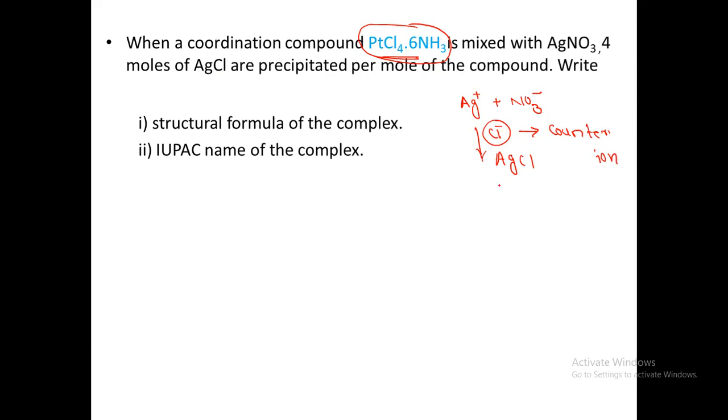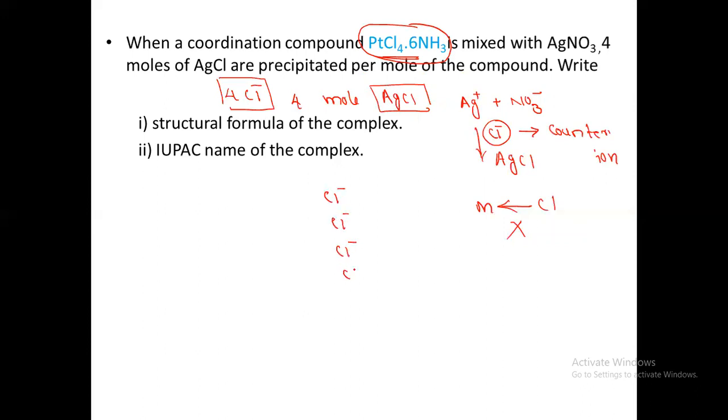If it is present as a ligand, that metal-ligand bond is a coordinate bond. It will not split in solution, so you won't get Cl−. You will get Cl− only if it is not connected to the metal through a coordinate bond, so it has to be a counter ion. How many AgCl are precipitated? 4 moles of AgCl. If you want 4 moles of AgCl, you need 4 free Cl− ions, and you'll get 4 free Cl− ions in the solution only if they are present as counter ions.